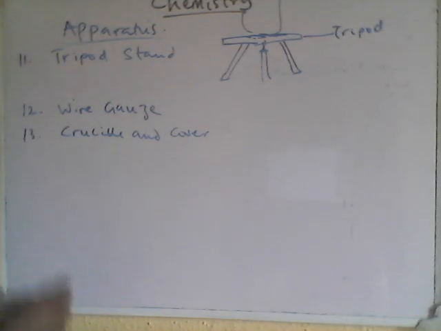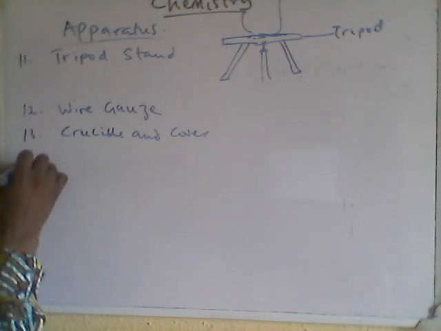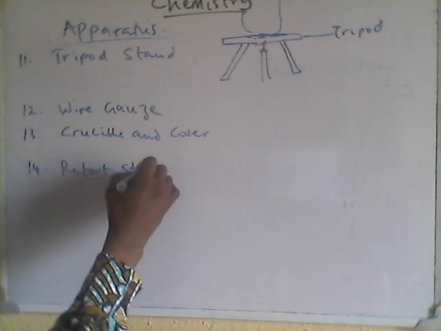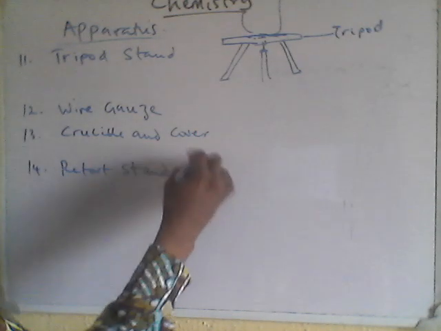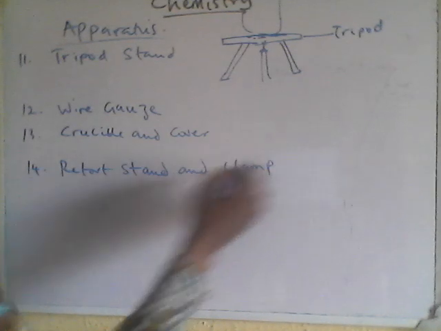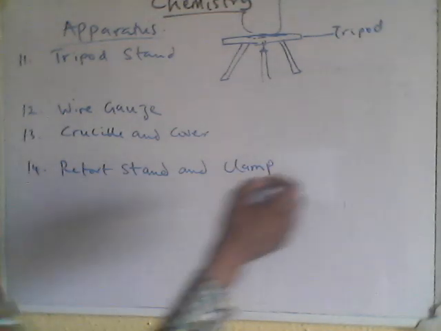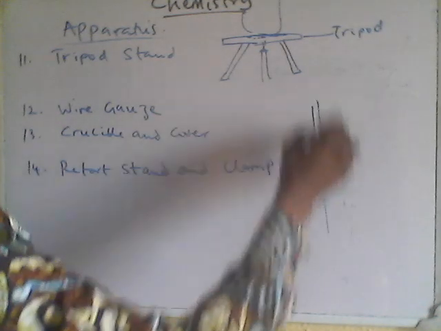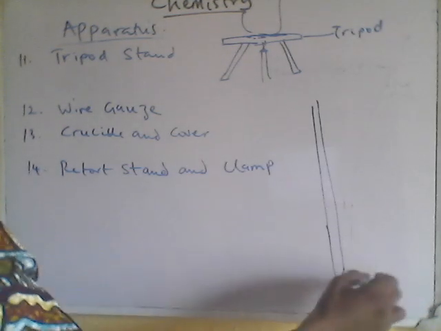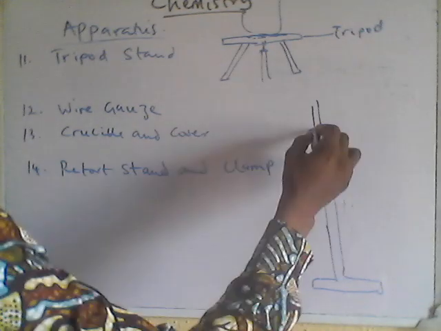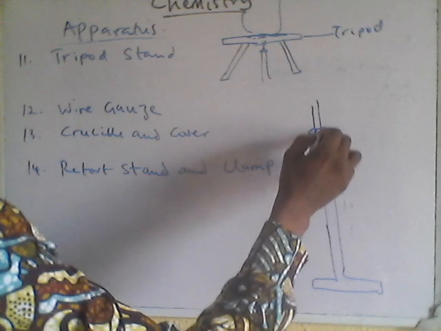Then you have the retort stand and clamp. This one holds burettes, test tubes, or flasks securely in place during experiments. The retort stand and clamp is something like a support. It's a tall iron like this. This is the retort stand, then this is the clamp, something that clamps it here and comes out like this.